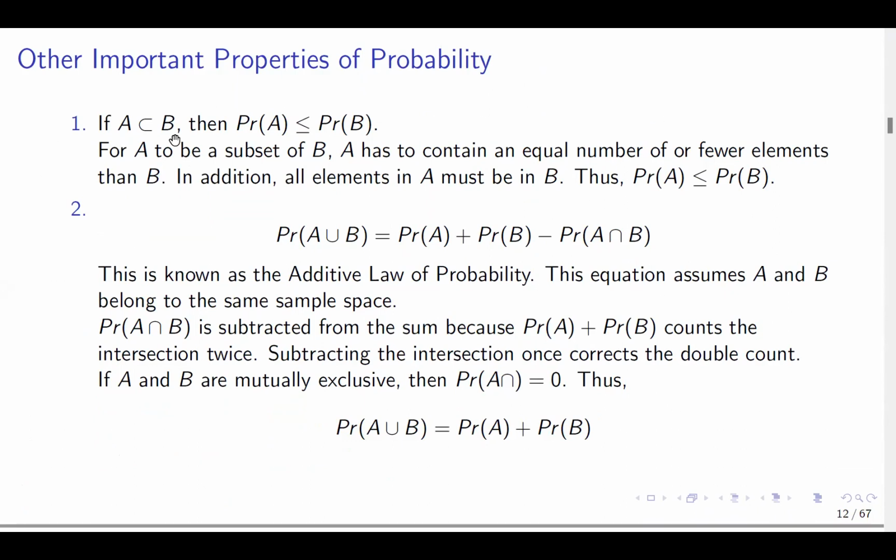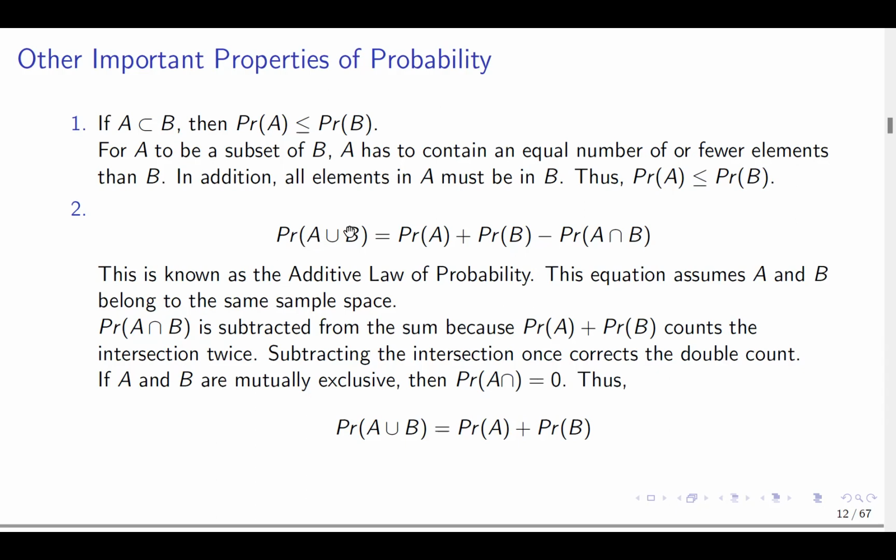If A is a subset of B, then the probability of A is less than or equal to the probability of B. So for A to be a subset of B, A has to contain an equal number of or fewer elements than B. So every element in A is also in B. So A can be the same as B or have fewer elements than B. So the probability of A will be less than or equal to that of B.